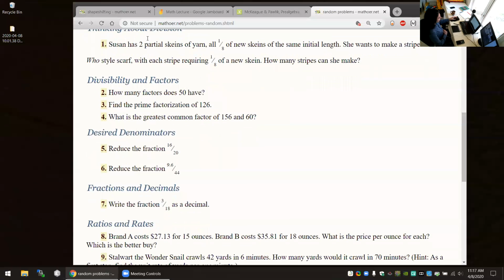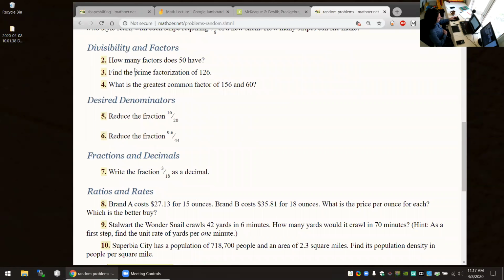So I'm going to skip that one because that's annoying. How many factors do things have? Prime factorization, greatest common factor. Did we talk about greatest common factor? Don't know if we did. Let's do that one.